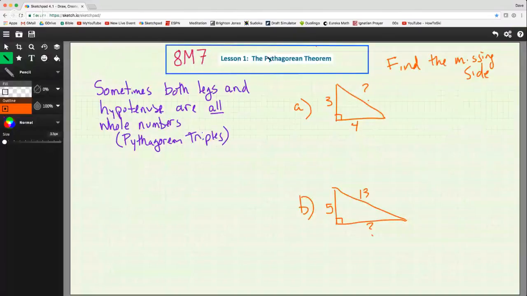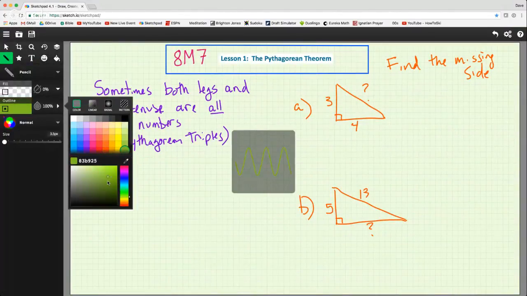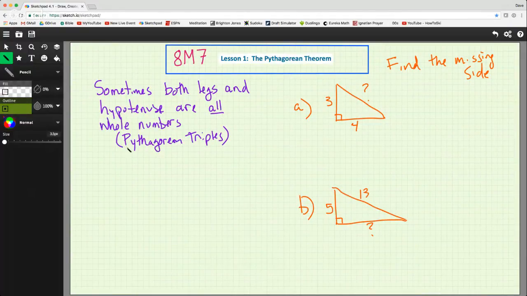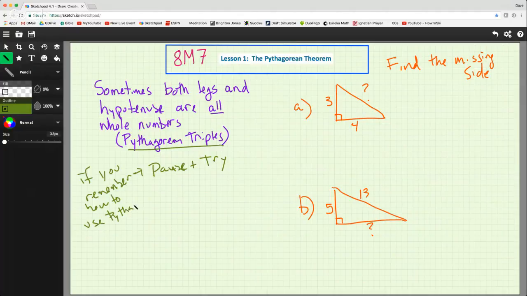Okay, so let's look at these two examples here. In these two examples, we have triangles that are Pythagorean triples. In other words, I'm telling you that these ones just work out to where the answer is a whole number. So let's find the missing sides in these triangles. I would like you to pause and try, if you remember how to use the Pythagorean theorem. Otherwise, I will just go ahead and work them.